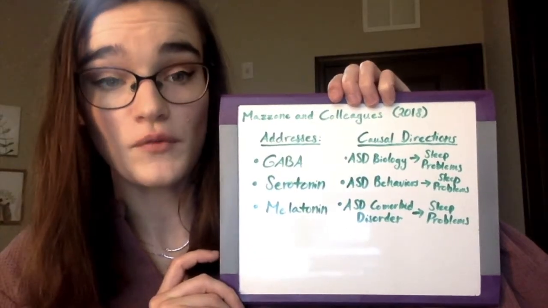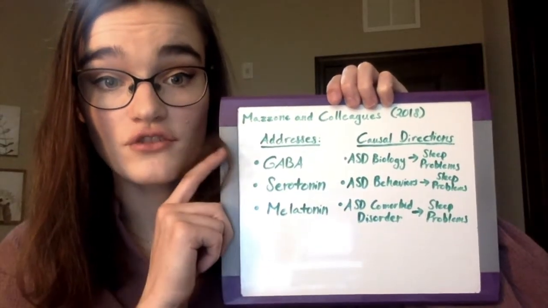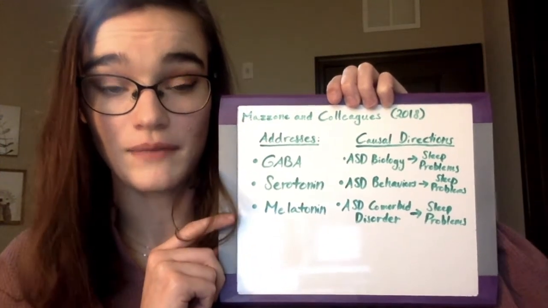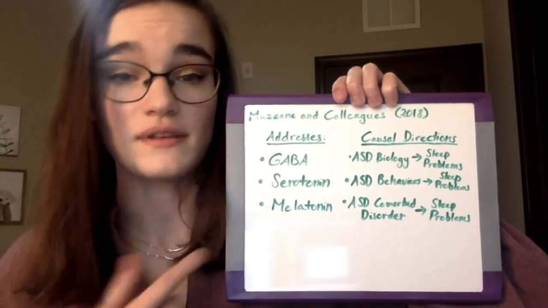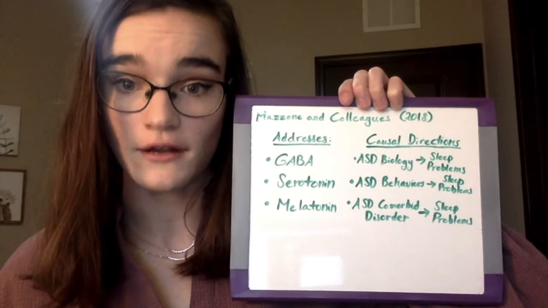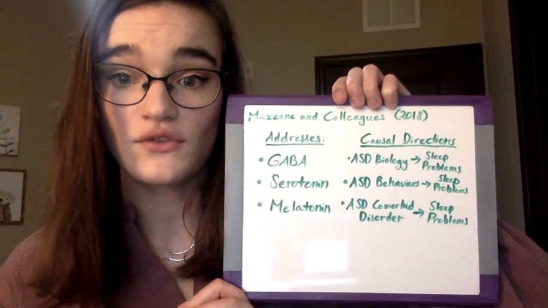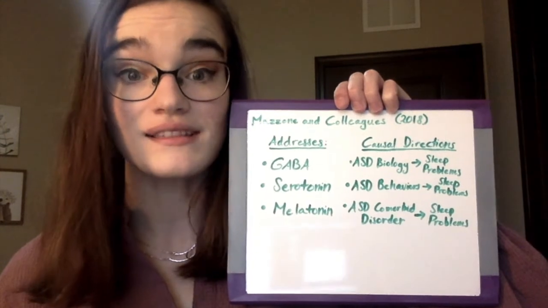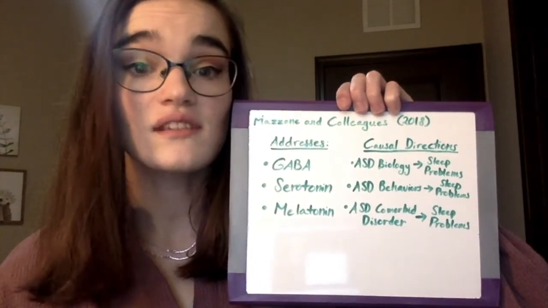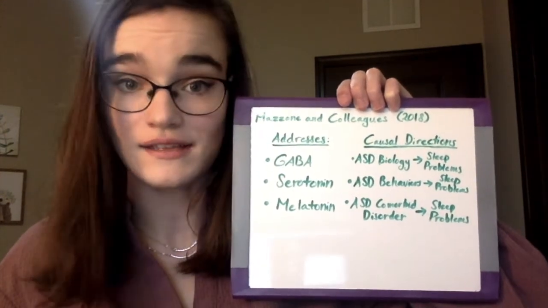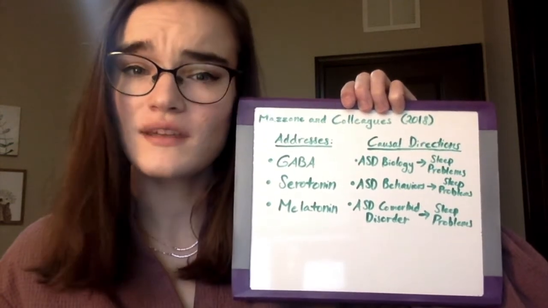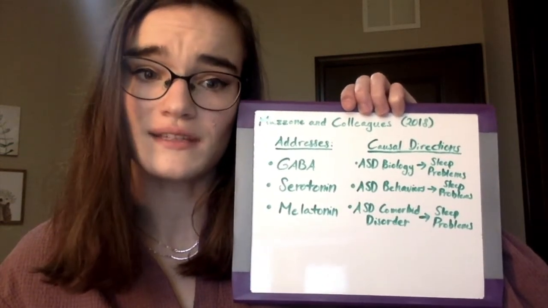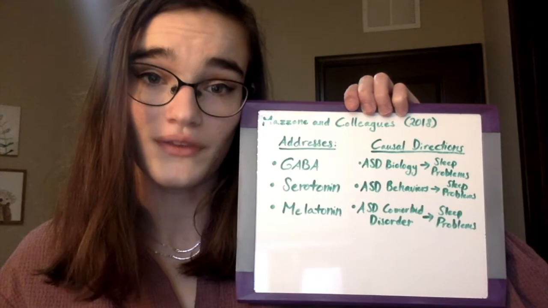Mazzone and colleagues performed a study in 2018 that addressed GABA, serotonin, and melatonin in the disruption of sleep disorders among patients with Autism Spectrum Disorder. They proposed three causal directions: biological abnormalities of ASD leading to sleep disorders, sleep disorders being a result of ASD-specific behavior, or sleep disorders coming about as a result of comorbidities along with ASD.